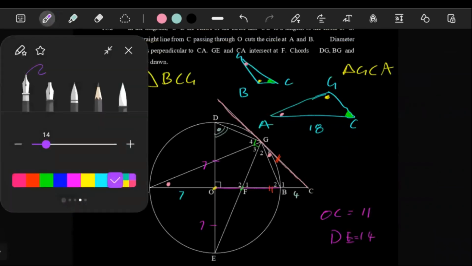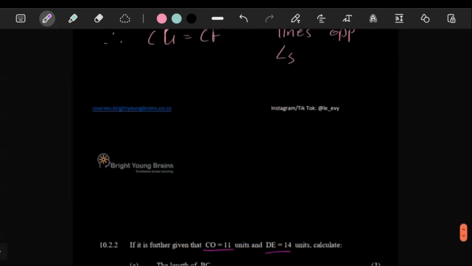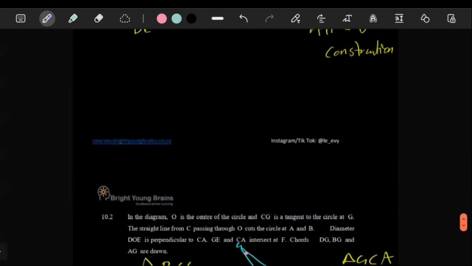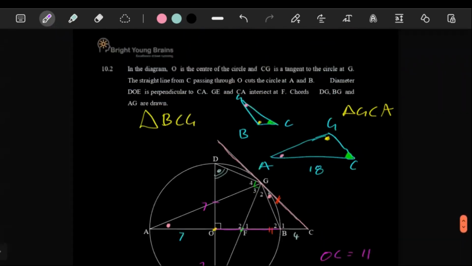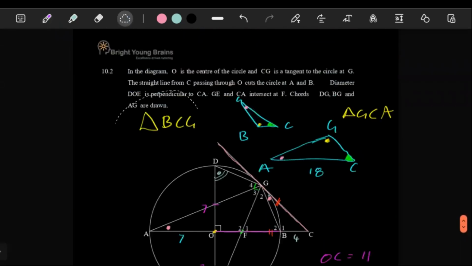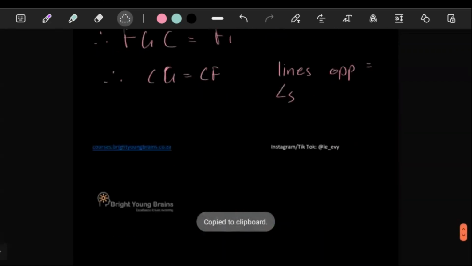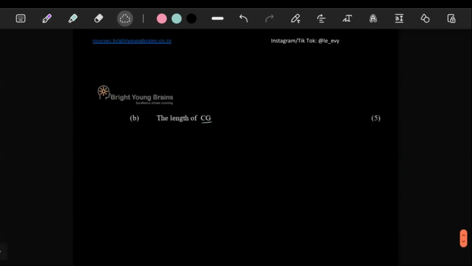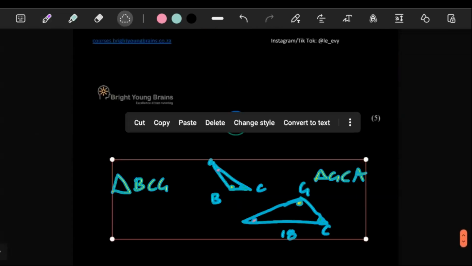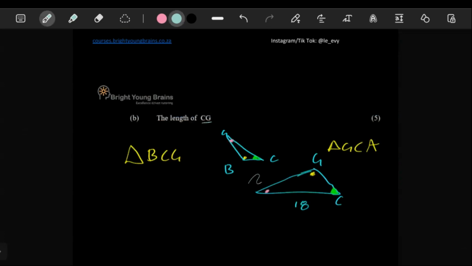So what do we now need to do? So here we can say, in triangle... scrolling up and down is just not going to do, so let's just copy this and paste it down here. So this is what we're dealing with, right? And this, I labeled it A.